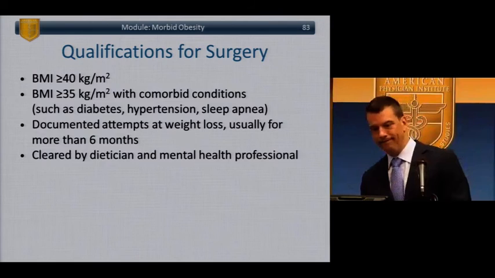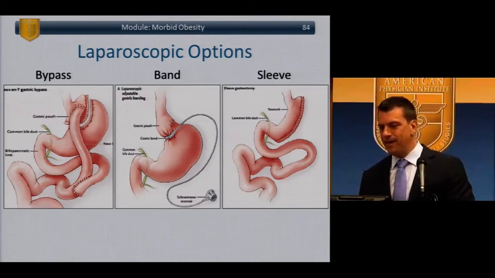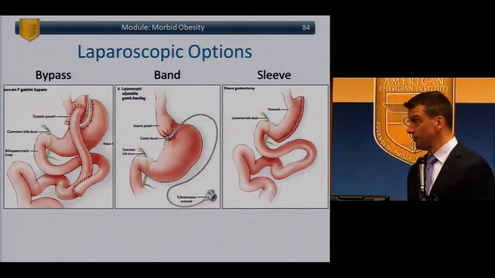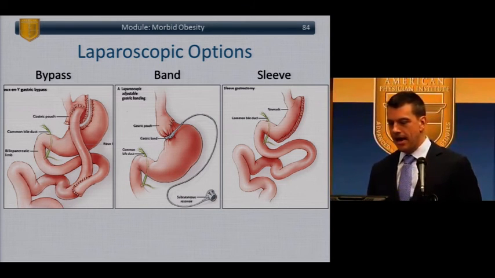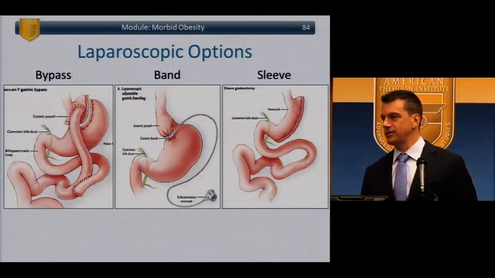There are 3 main operations. The Roux-en-Y gastric bypass, shown here on the left, where a limb is brought up to a very small, maybe 30 cc stomach remnant. The band, which is probably the least effective but the easiest and safest operation. And then the sleeve, which is a gastric restrictive procedure as well.